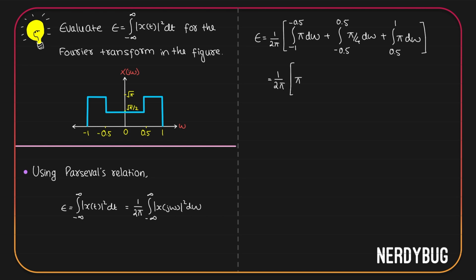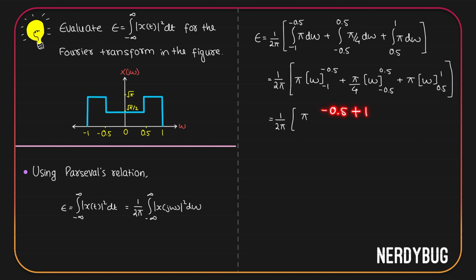Now this becomes 1 by 2 pi. Pi is a constant, pi can come out. Integral d omega is omega, limit from -1 to -0.5. Plus pi by 4 is a constant, it can come out. Integral d omega is omega, limit is from -0.5 to +0.5. Plus pi is a constant, it can come out. Integral d omega is omega from limit 0.5 to 1. We get 1 by 2 pi multiplied by pi into upper limit -0.5 minus lower limit -1. So -0.5 minus -1 is +0.5 or 1 by 2.